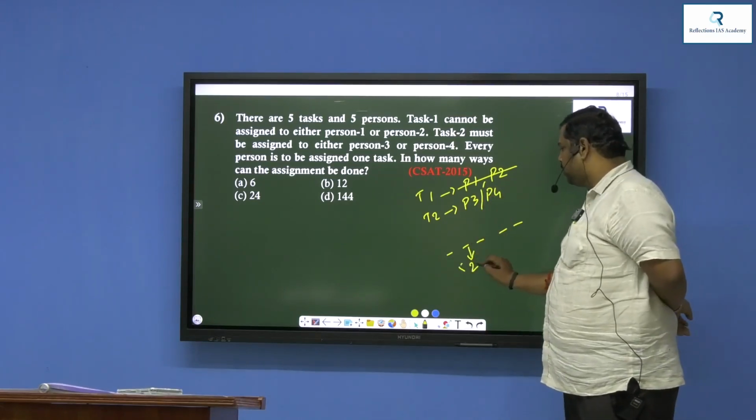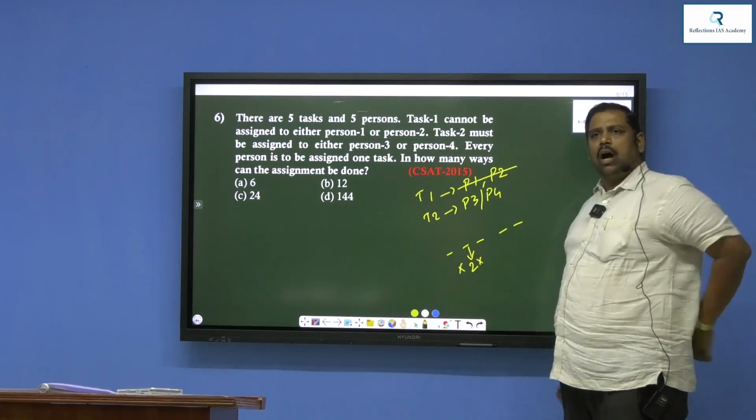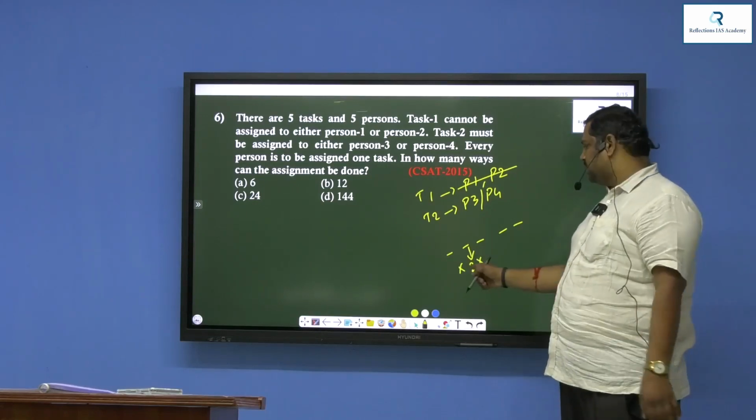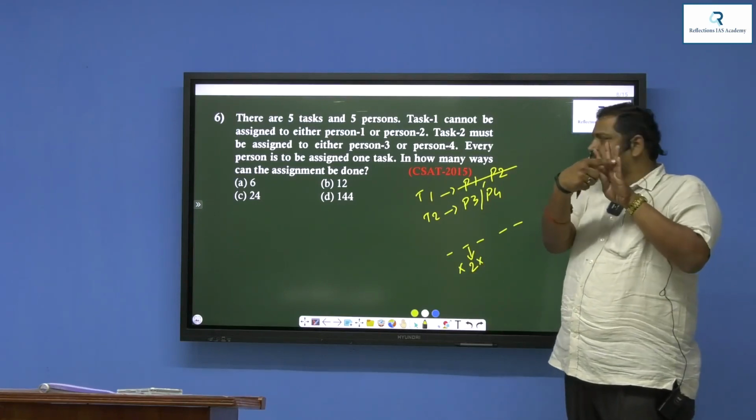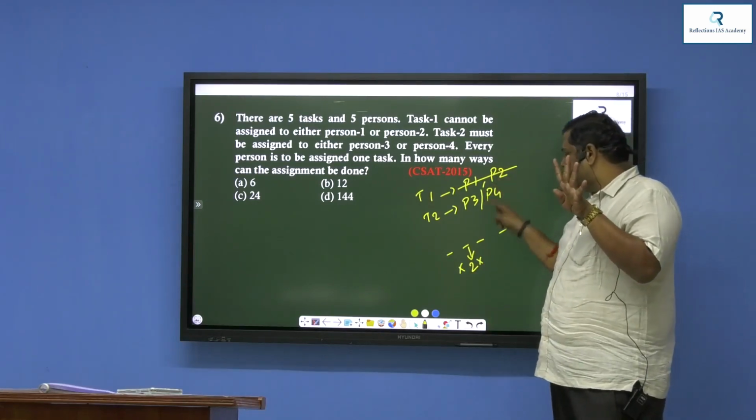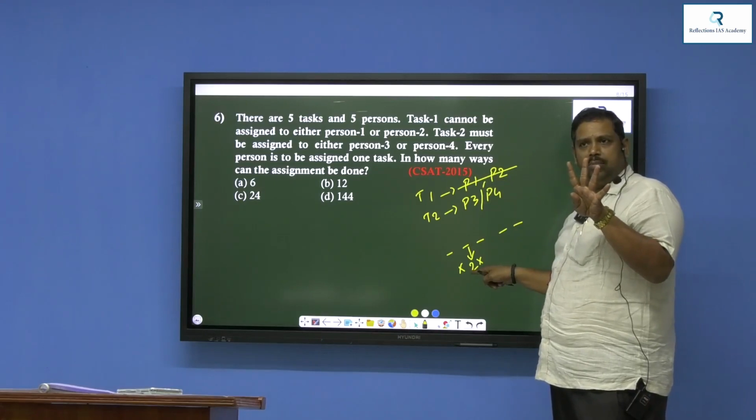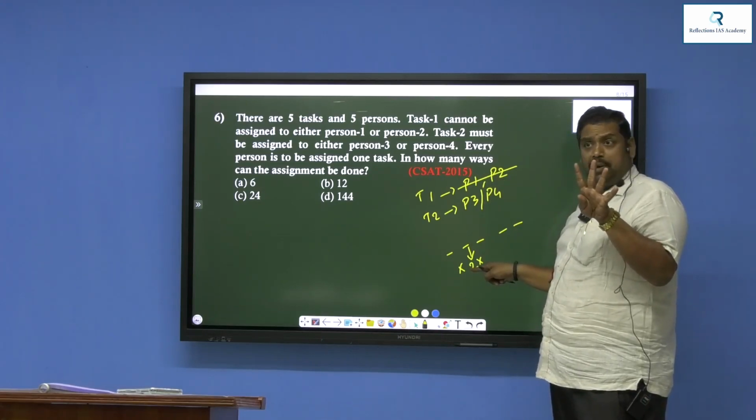Sir, out of the remaining I will fill now. Out of 5 tasks, 1 task is assigned here. Total how many are there? 4 tasks. In these 4 tasks, P1 or P2 will not be assigned here, because it is either P3 or P4, not P1 or P2.